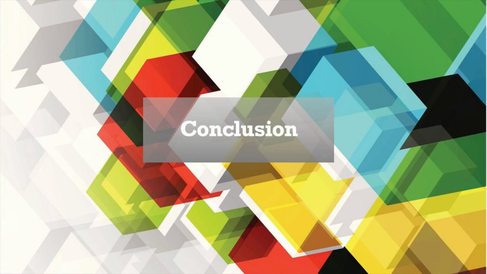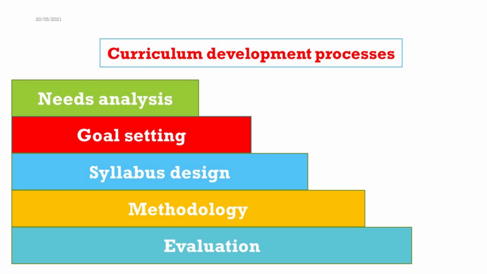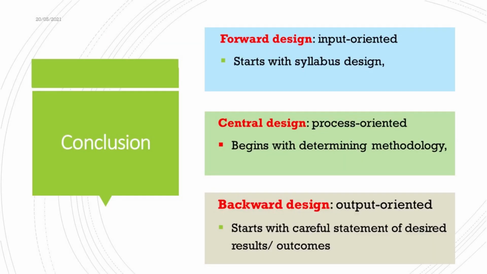In conclusion, curriculum development includes 5 processes, referring to needs analysis, goal setting, syllabus design, methodology, and evaluation. Each one of these processes plays a central role in improving the quality of the teaching-learning process. Historically speaking, there were times when one process was given priority over others, and this has led to the emergence of different curriculum development designs.